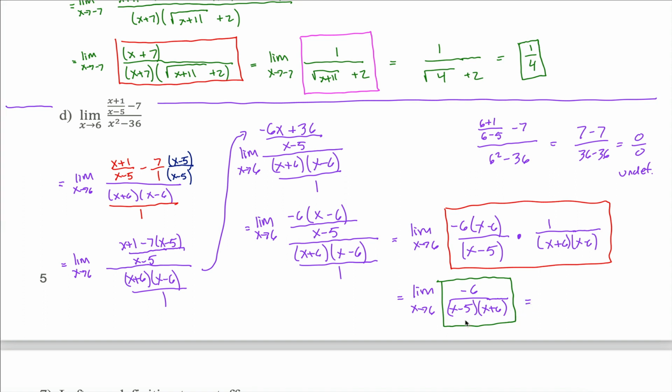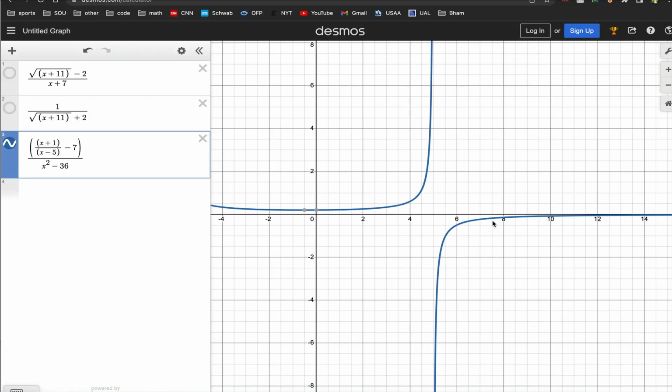All I gotta do is change all my x's into 6's. I get negative 6 divided by 6 minus 5 times 6 plus 6, which is negative 6 divided by 1 times 12, which is negative 6 divided by 12. In other words, negative 1/2. Oh yeah, that's exactly what I was expecting to get when I look at my graph over here in Desmos. At x equals 6, I have this open circle, but just by looking at the graph, I can tell that my height when I get really close to this open circle is really close to negative 1/2.